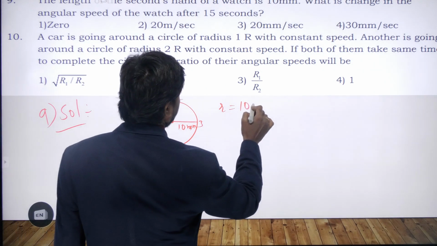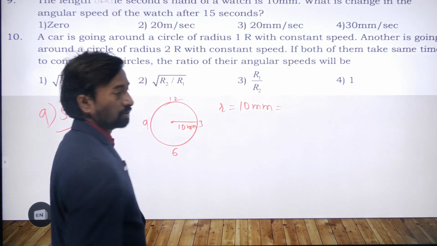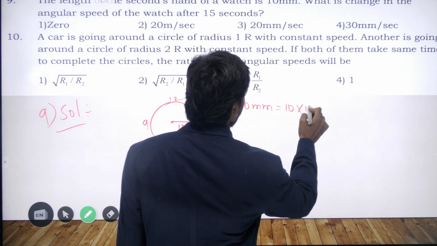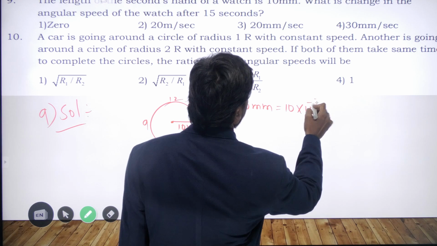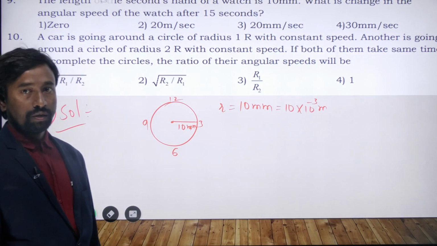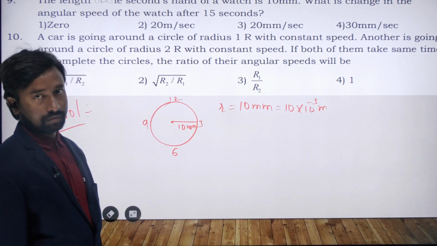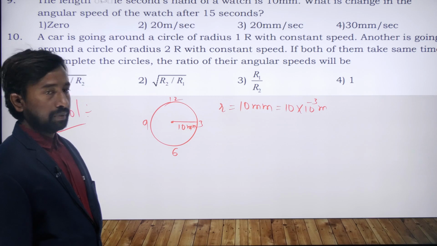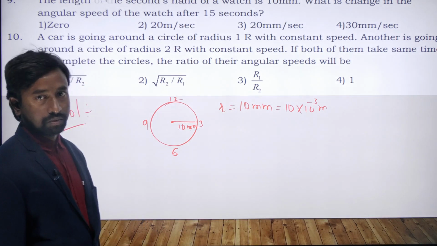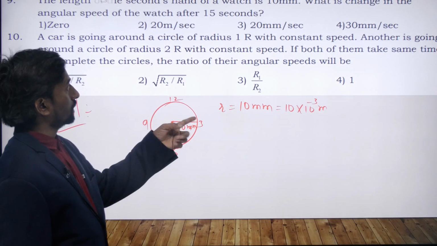So 10 mm will be converted into meters. How can we convert? 10 into 10 to the power of minus 3 meters. So 1 meter is how many millimeters? 1000 millimeters, no? 1 meter is equal to 1000 millimeters. Then 1 millimeter is equal to 1 by 1000, means that is 10 to the power of minus 3 meters. We converted that into meters.